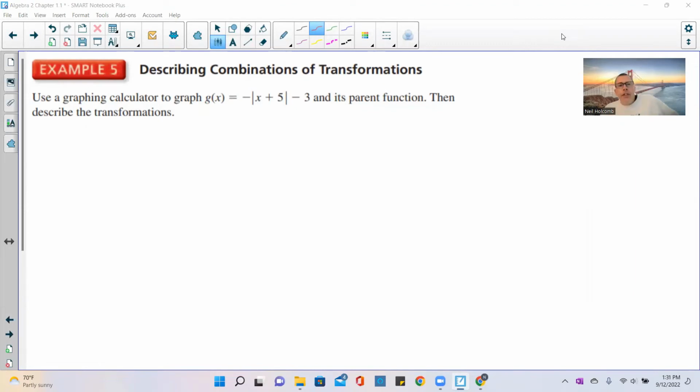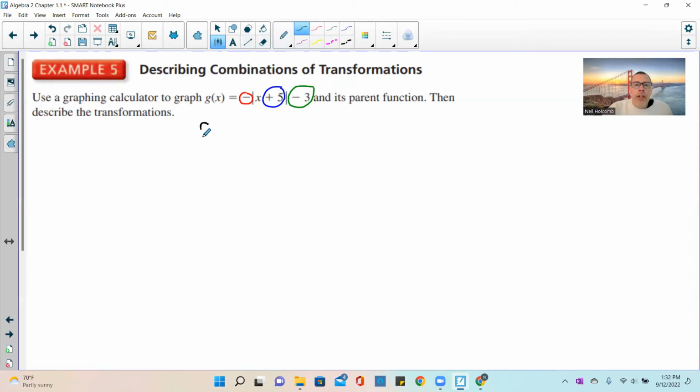Okay, example 5, describing combinations of transformations. Use a graphing calculator to graph this function and its parent, then describe the transformations. Okay, so I'm going to do that. We're going to use a graphing calculator, but there are going to be different components here. This is going to do something to the function. This is going to do something to the function. And this is going to do something to the function. So this parent function, let's call it f of x. Let me do it in black, actually.